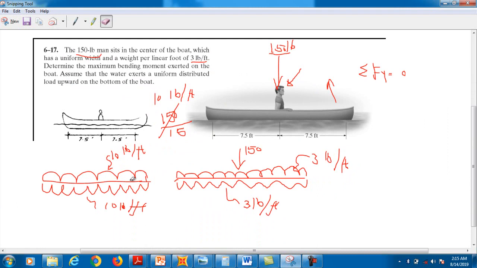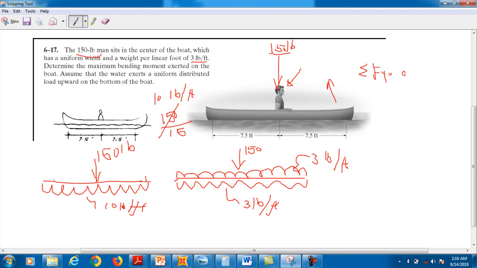Due to this, a 10 pound per foot uniform distributed load is created, that is the pressure of water. Now if we don't assume that the load is uniformly distributed, and let's say this is a point load, then what will be the shear force and bending moment diagram?